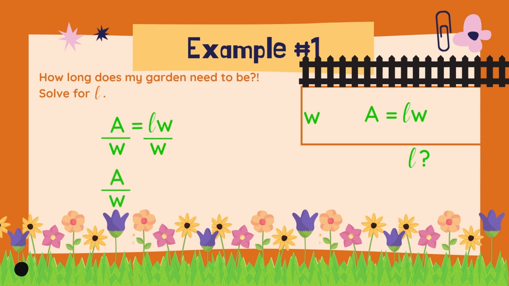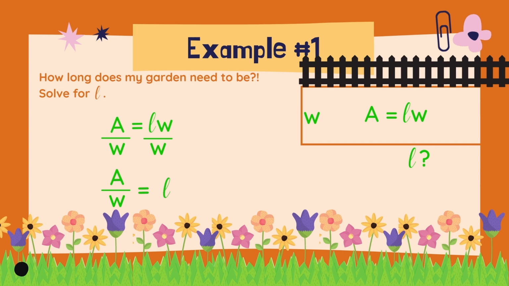And on the right side, we divided by W because the L was being multiplied by W. We had to undo it. So now we just have L on the right. Now we've rewritten the original formula. It was area equals length times width. Now we know how to find the length if we do know the area and the width.